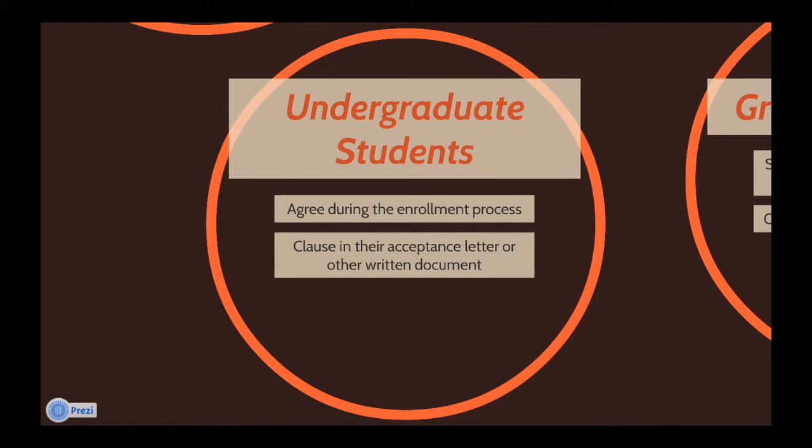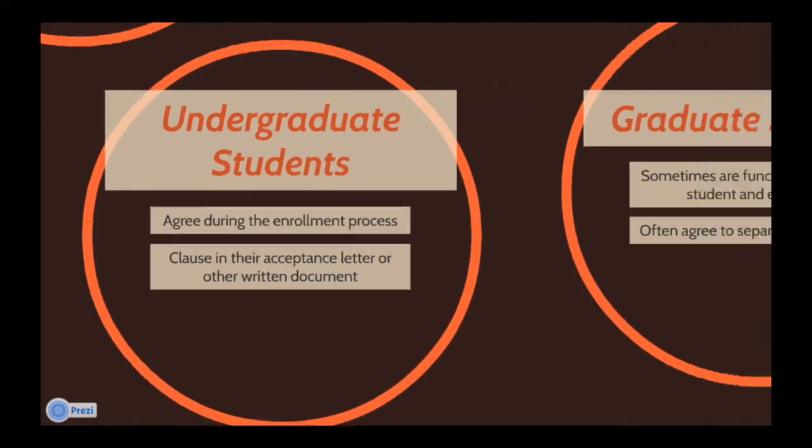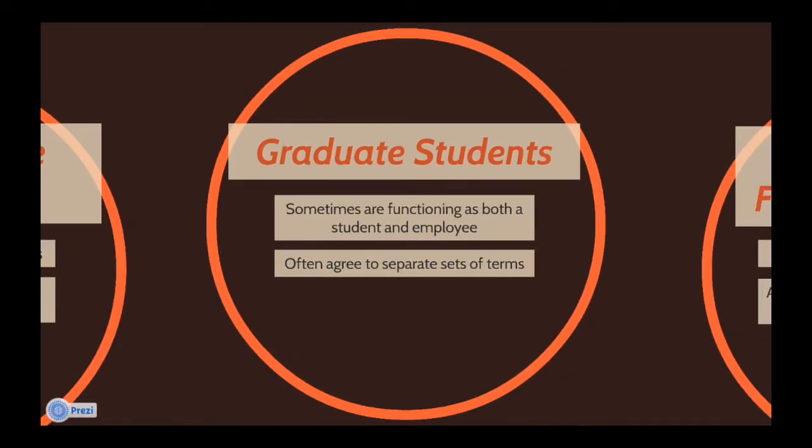However, there are many students who have jobs on campus, and in those cases, students should check their institution's IP policy and employment contracts to see if becoming an employee affects their rights. Graduate students share characteristics of both faculty and undergraduates, functioning as both students and employees in various contexts. Grad students should be aware that they often agree to separate sets of IP-related terms within their enrollment documentation, employment contracts, and in other paperwork.